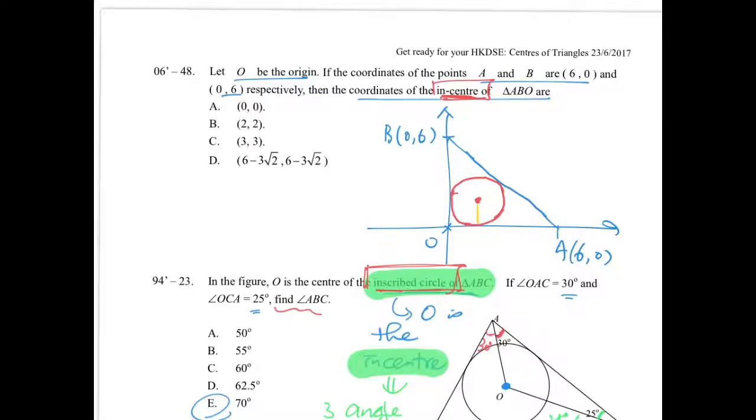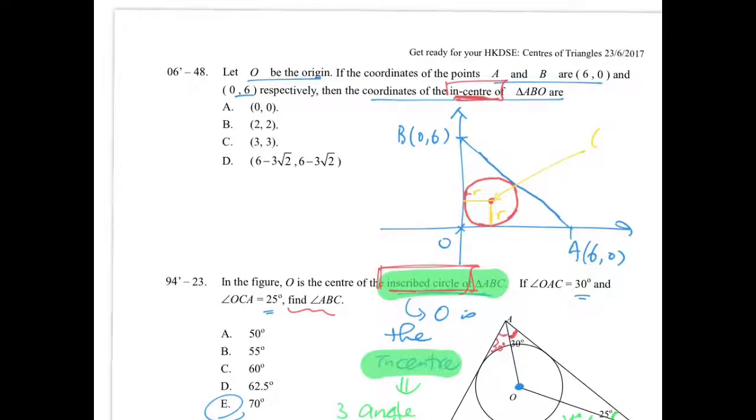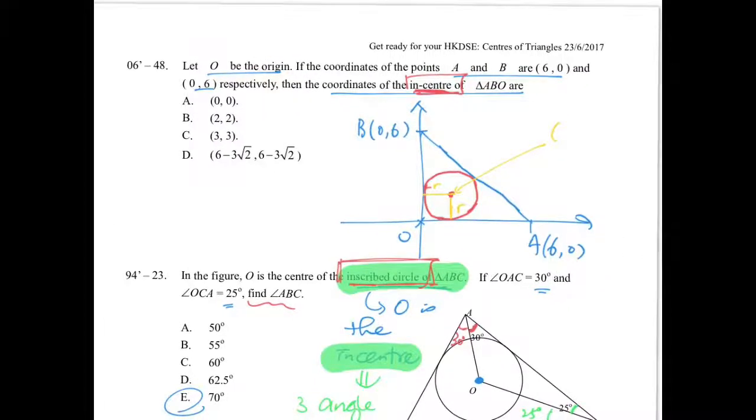can you see that if its radius is r, what this point would be? Yes, so this point would be (r, r). Okay, (r, r). So that's why our question is turning from finding the incenter into finding the radius of the circle. Okay, and now let's see how I should solve the problem.